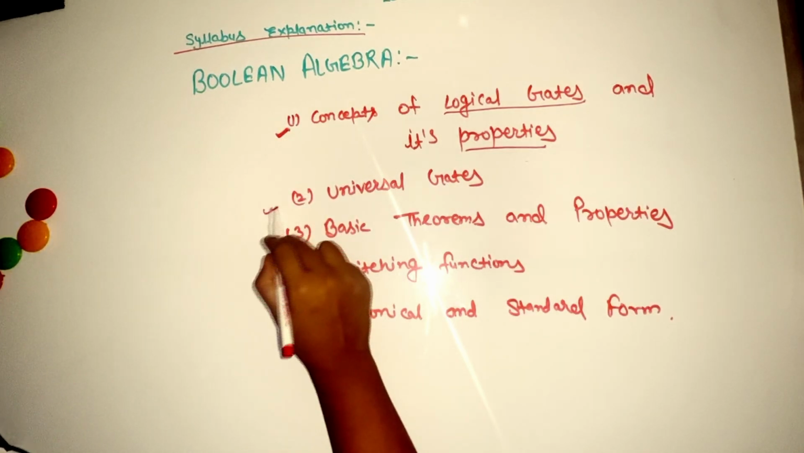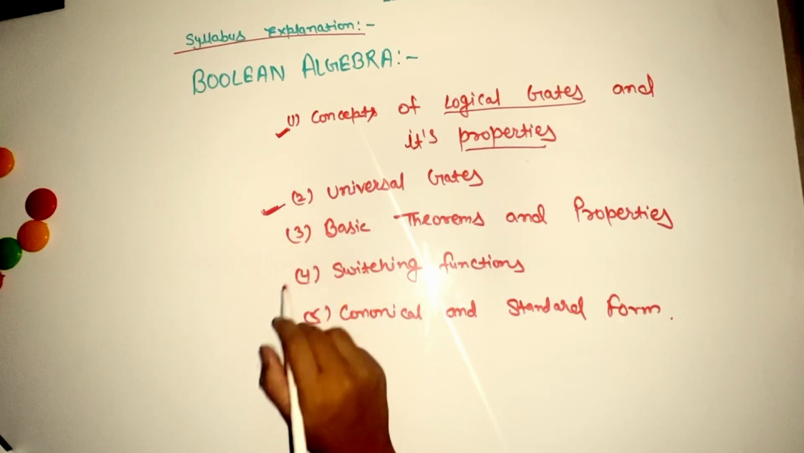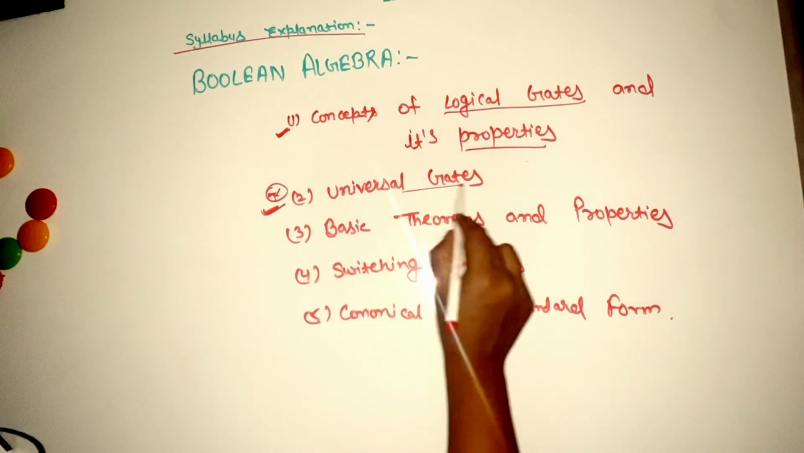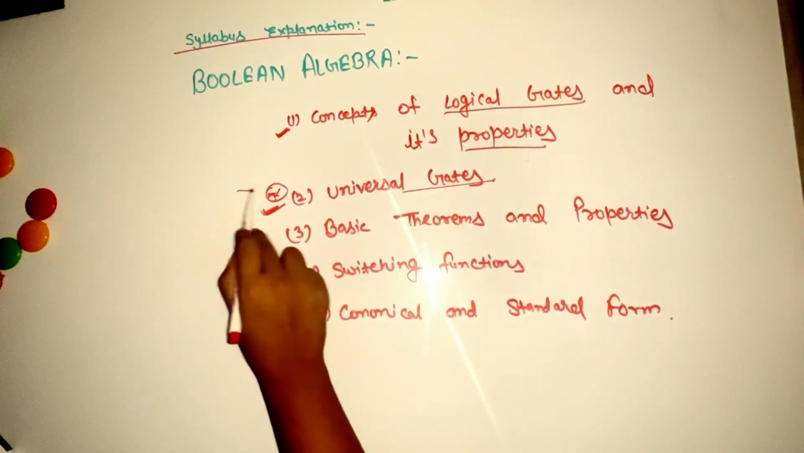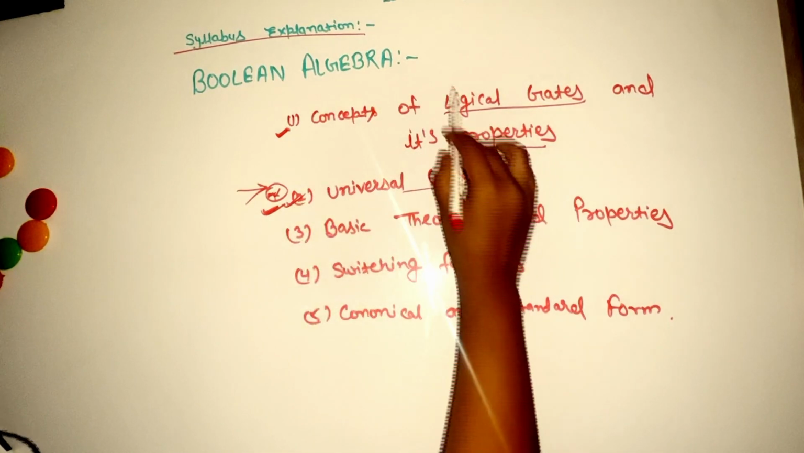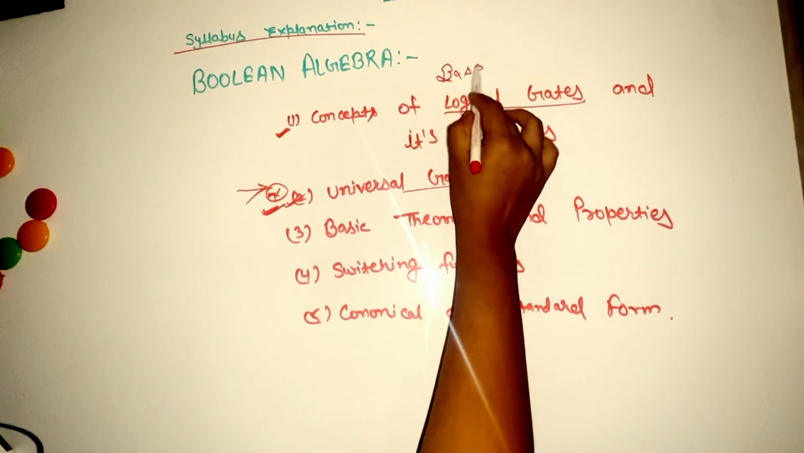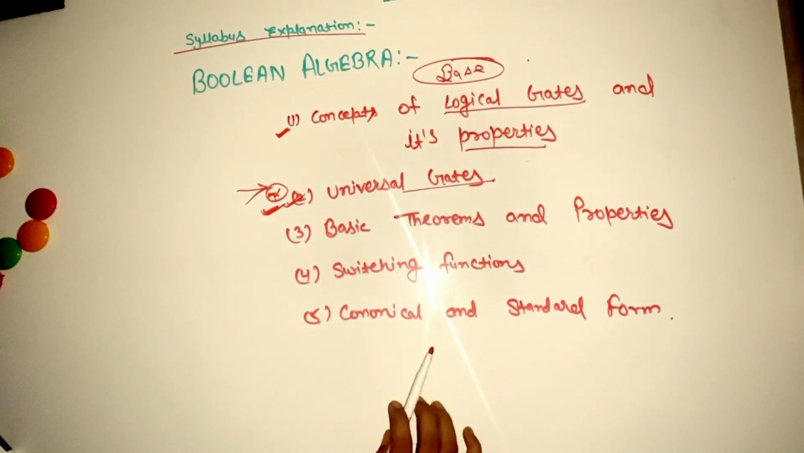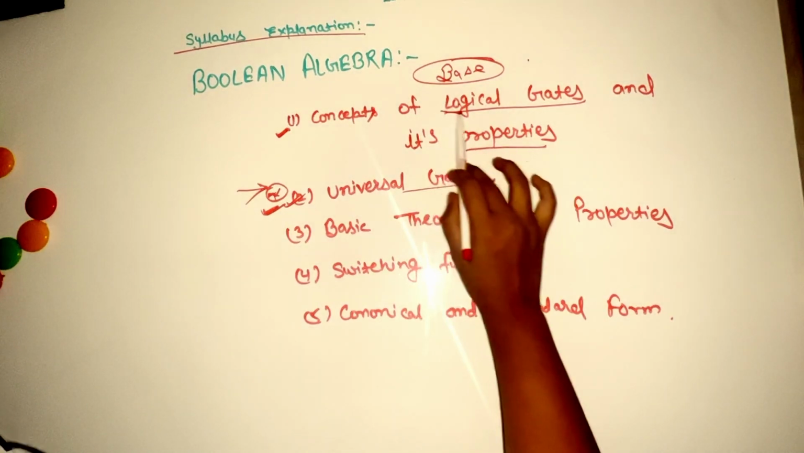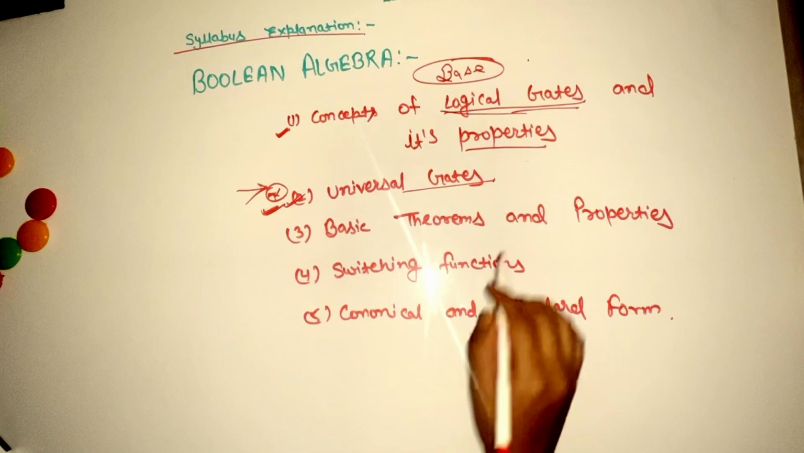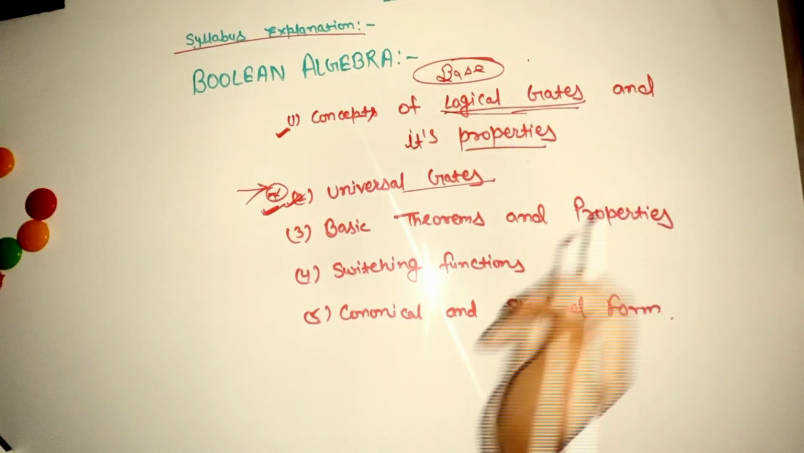We will learn about the universal gate. This is the most important topic because many of the questions will be asked from this topic also, and this is the base of digital electronics. You have to learn logical gates very carefully because in the whole syllabus you are using logical gates for the implementation.